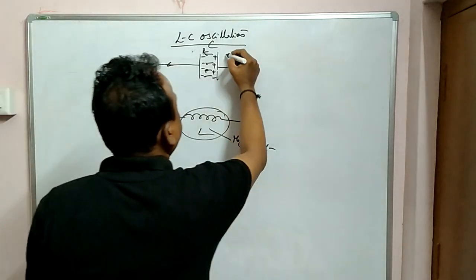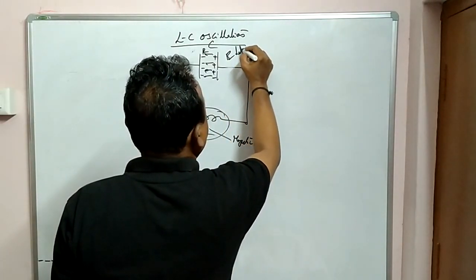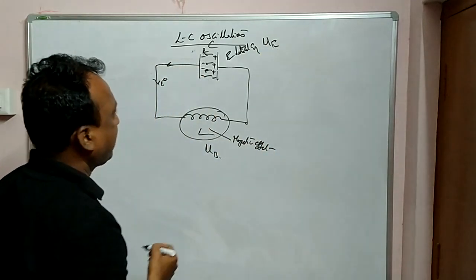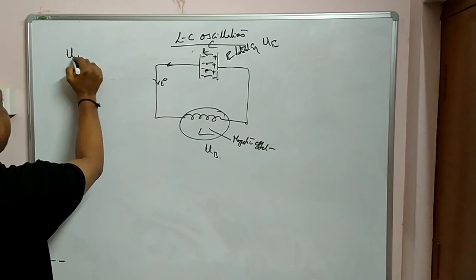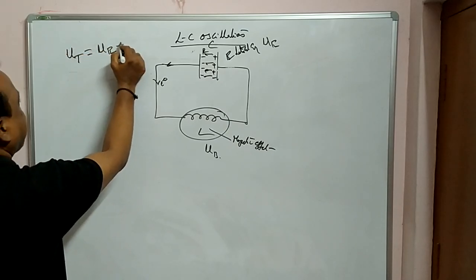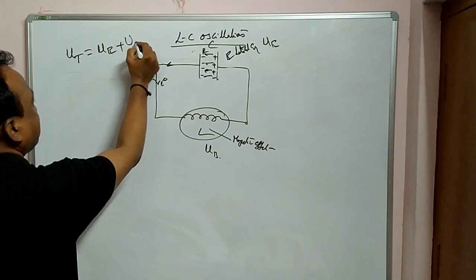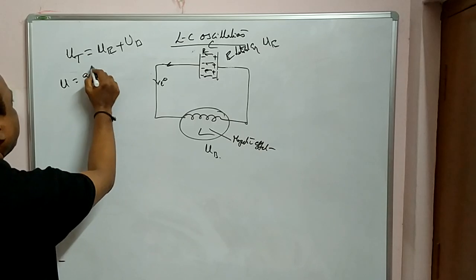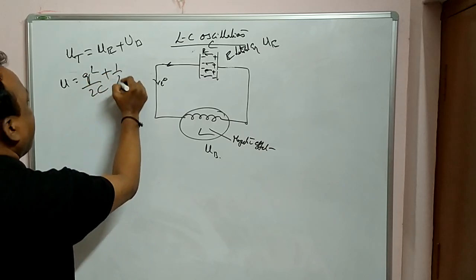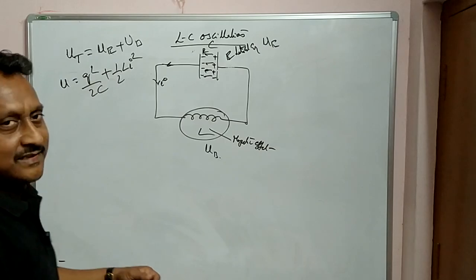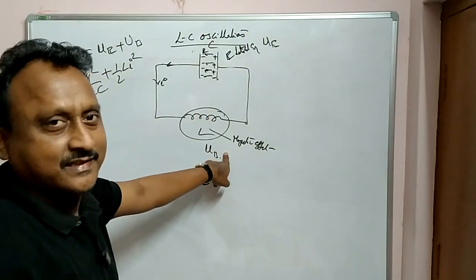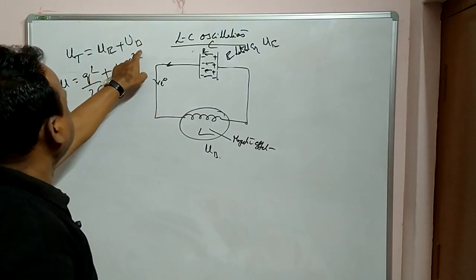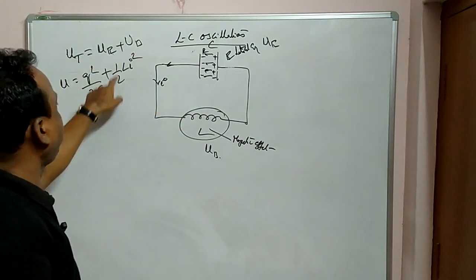Two energies will be there. Here electrical energy will be there, that is UE and UB. So how will you get the total energy? Total energy is nothing but electrical energy plus magnetic energy, by conservation of energy. The magnetic energy is due to the inductor. That is nothing but Q square by 2C plus half Li square. So these both energies are there here, inductor energy and electrical energy. Inductor energy here is UB, magnetic energy, plus electrical energy, Q square by 2C plus half Li square.